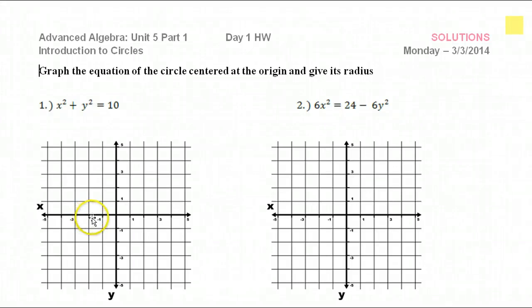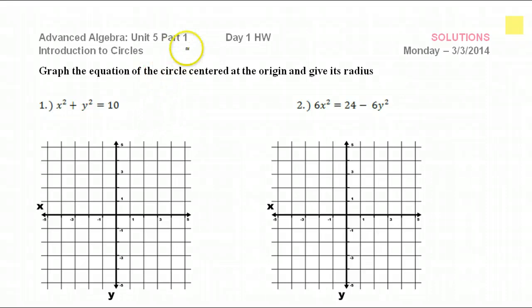Alright, this lesson is an introduction to circles. We're looking at the equation of a circle and how it looks on a graph. Please do not watch this video with a pencil in your hand copying off of me. Watch how to do it and go back to the problems yourself.